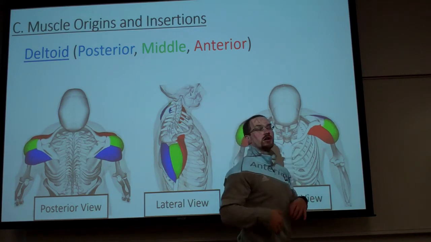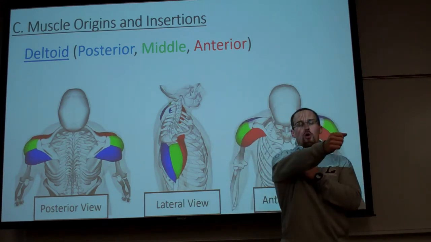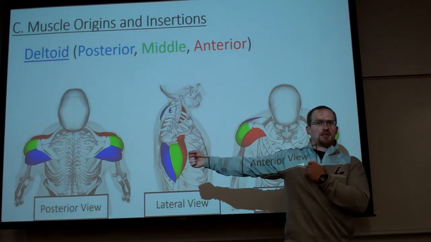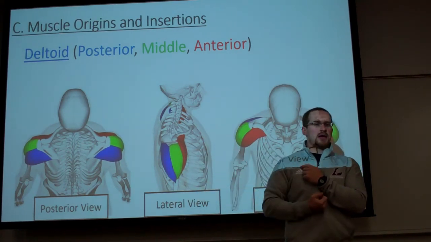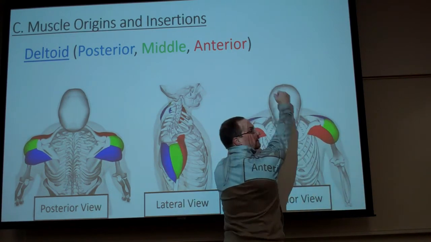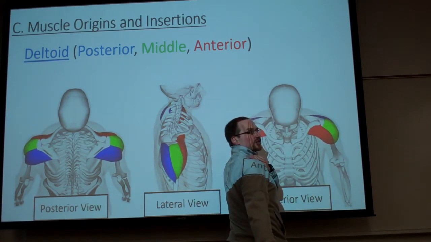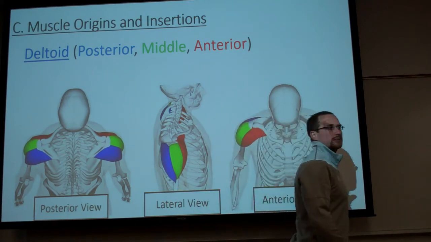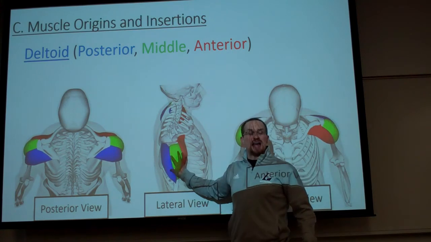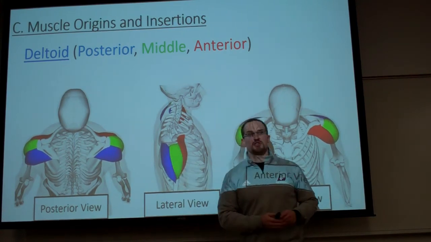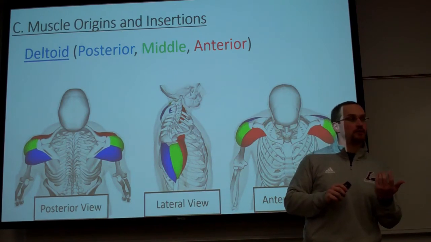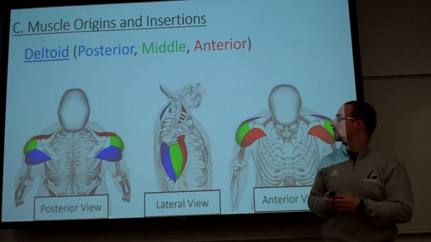Posterior deltoids, they're going to do the exact opposite. So horizontal abduction, external rotation, and since they're on the back side, they're going to also help with extension. So again, red and blue, they are exact opposites of one another. So if you know 3, you automatically know the other 3 actions.